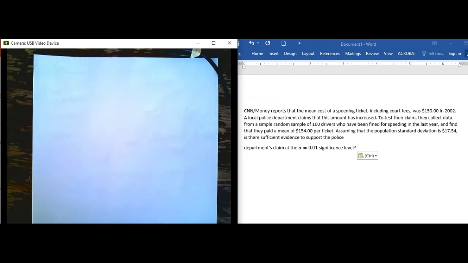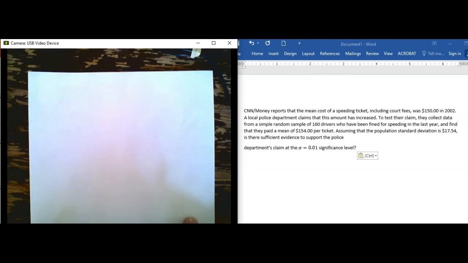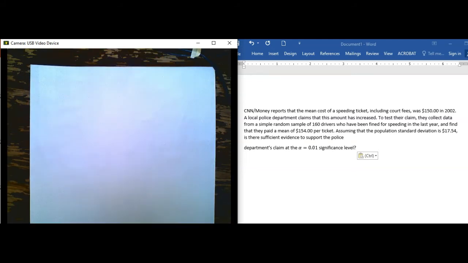All right, so CNN Money reports that the mean cost of a speeding ticket, including court fees, was $150 in 2002. The local police department claims that this amount has increased. To test their claim, they collect data from a simple random sample of 160 drivers who have been fined for speeding in the last year, and find that they paid a mean of $154 per ticket. Assuming that the population standard deviation is $17.54, is there significant evidence to support the police department's claim at the 0.01 significance level?